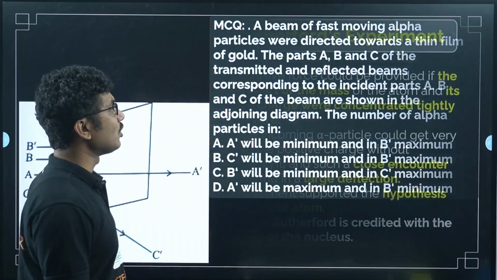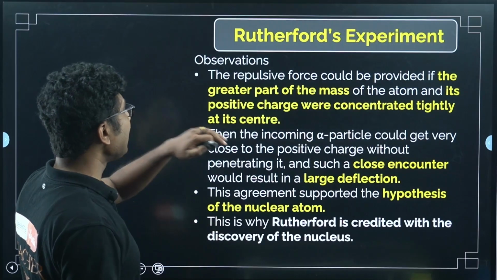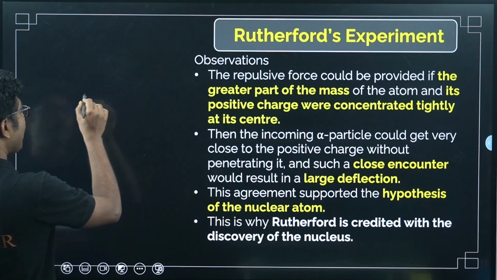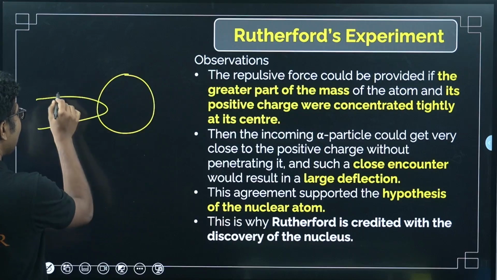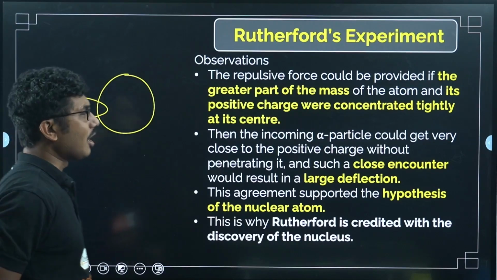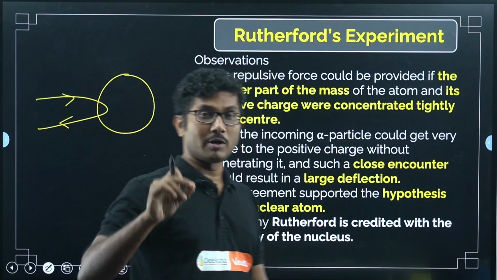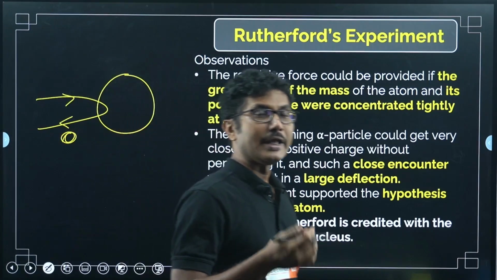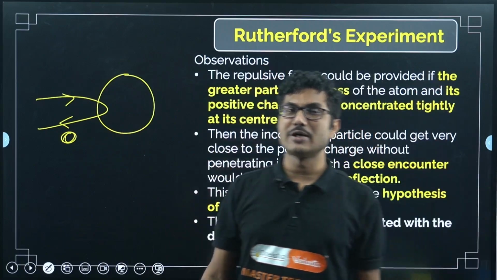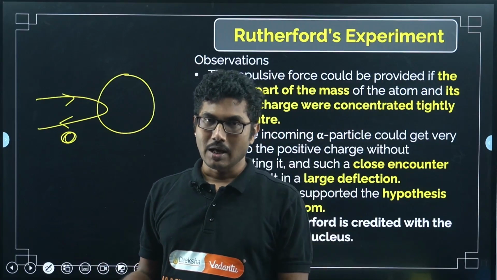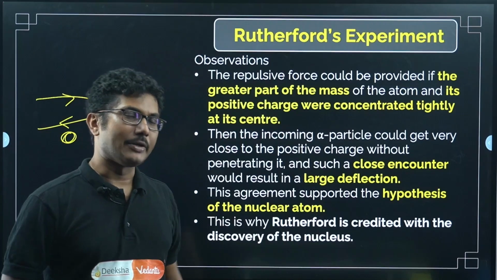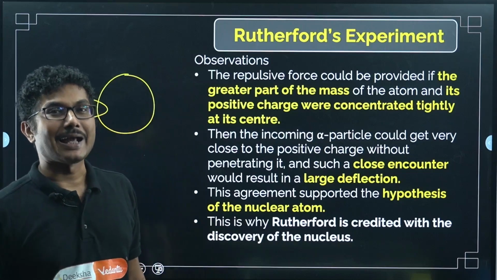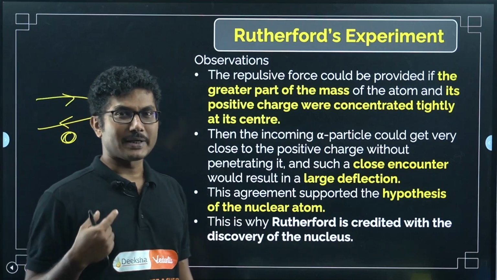Now let's go back to our discussion. The B dash in the diagram, you remember there is an atom and it is hitting back, right? This number is very small, but since we are observing this, there should be something which is repelling it. If everything was about to pass, then we could have said the atom is mostly empty. But why are some of the beams coming back directly? There will be some explanation for that as well.